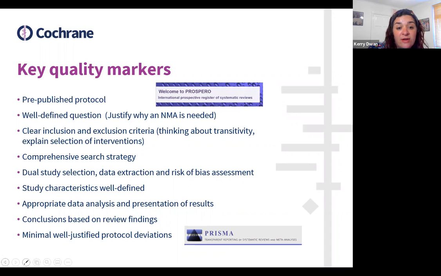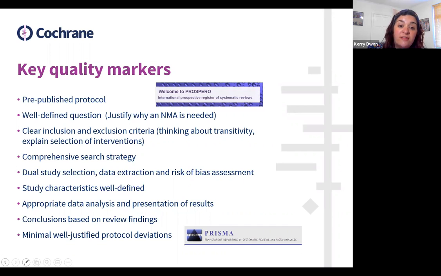And then when we get to the data analysis section, some people have subheadings here. So they have pairwise meta-analysis if they're going to conduct pairwise meta-analysis, and then a subheading for network meta-analysis as well. And it's important to specify what models and framework you're going to use in the data analysis section. And I will talk a bit more about that later.